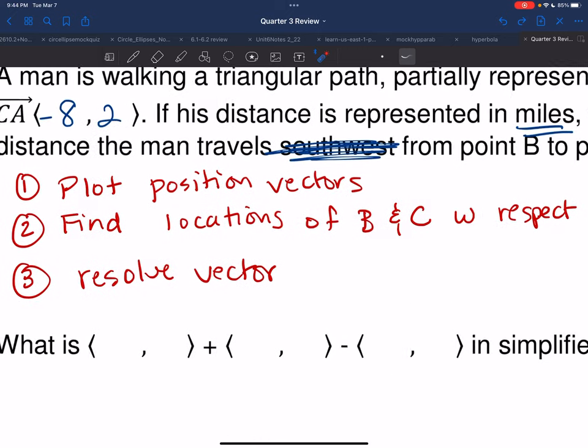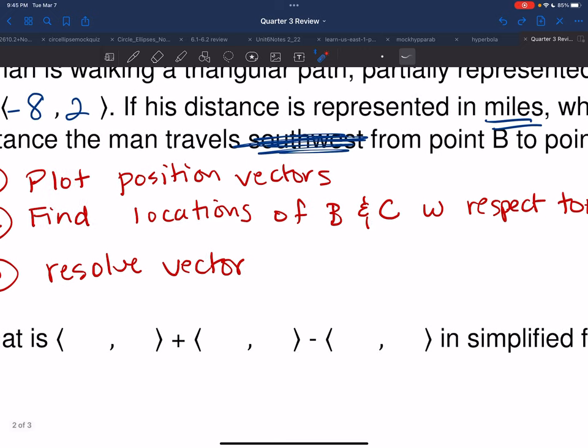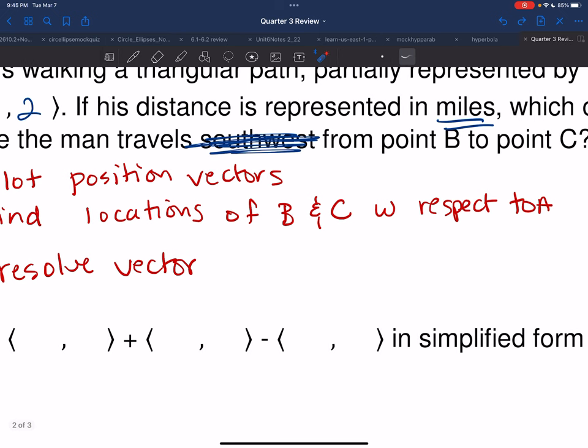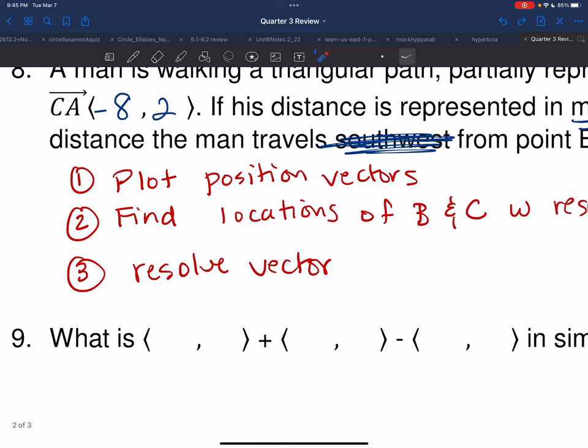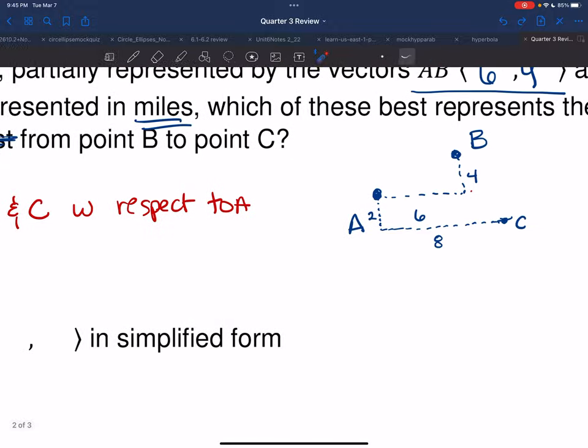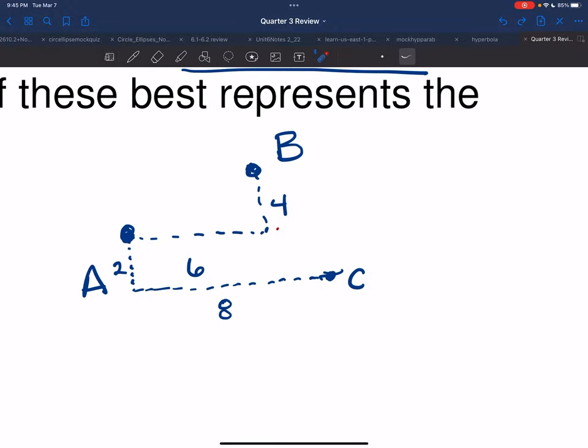So the first thing we're going to do as far as our process is concerned, remember we're putting our processes in red. We're going to plot our position vectors and their directions, and then we're going to find the locations of B and C with respect to A. Why am I doing it with respect to A? Because both of those have that in common. And so that's going to be easy to build the framework from. And then we're going to resolve our vectors. Okay? All right, so here's what it looks like.